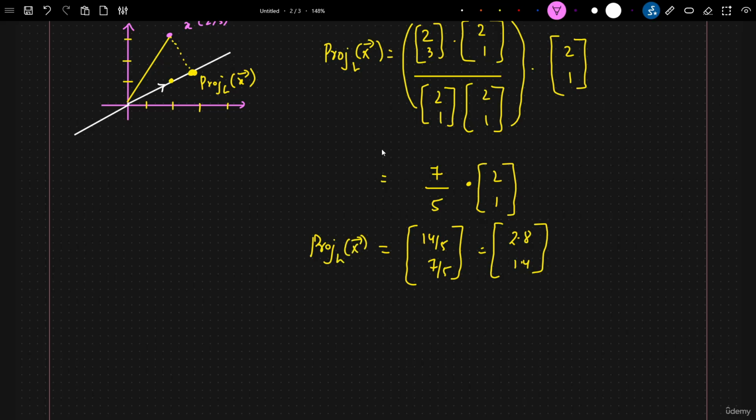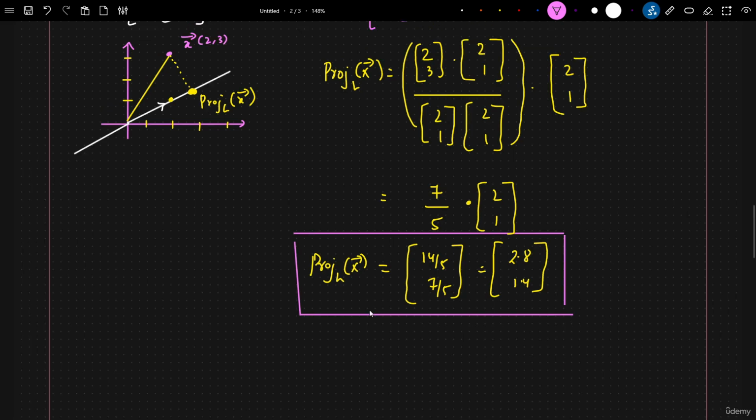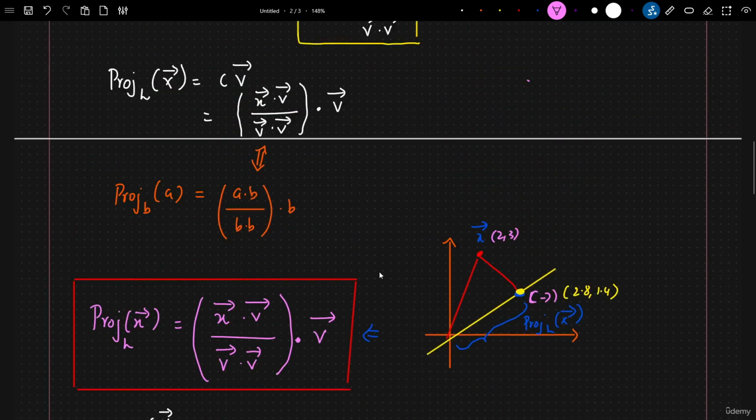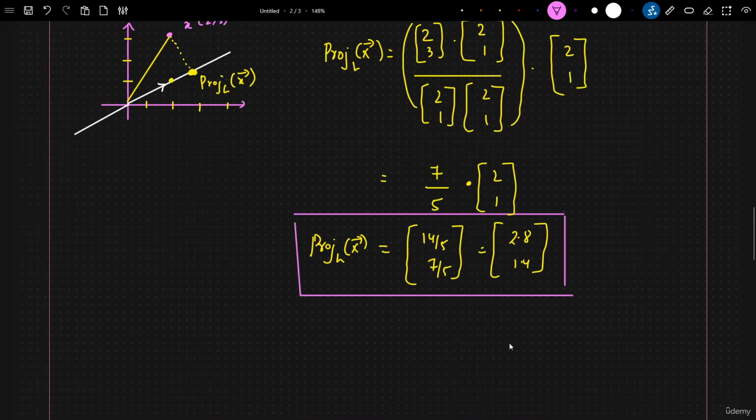So this is overall the entire projection that we have discussed with an example, and I hope you're able to understand this. You can take up any points, any kind of vectors, and you should be able to calculate this.